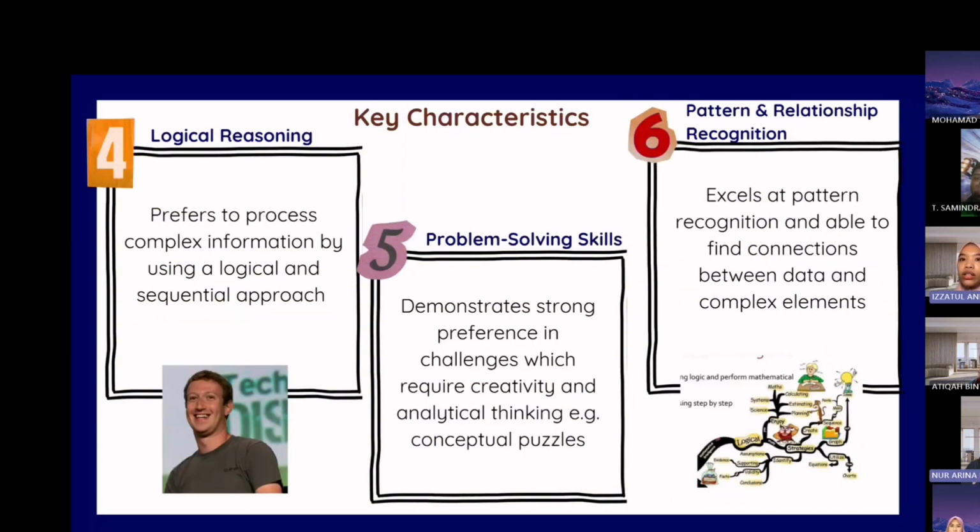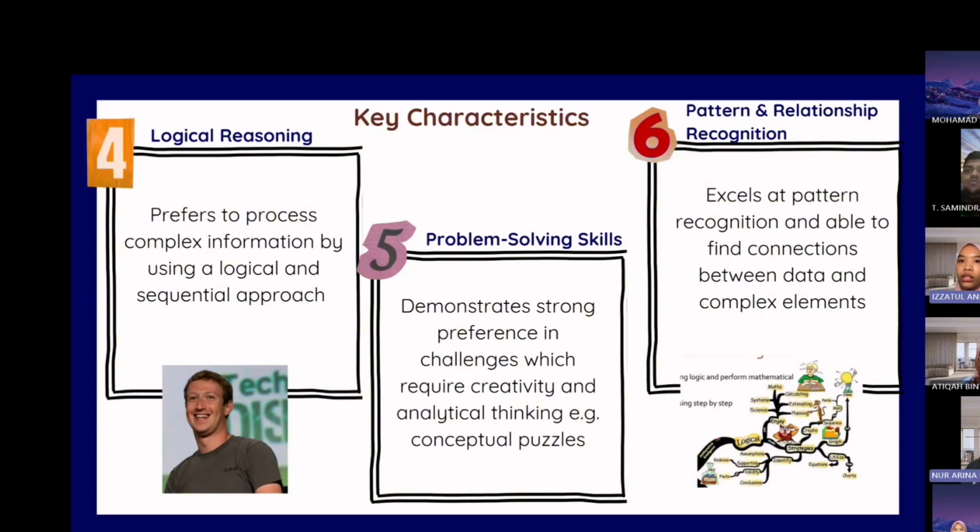Number 4 is logical reasoning. This means the ability to handle complex information through a step-by-step logical process. Rather than jumping to conclusions, individuals with this trait work through problems systematically, making sure each step follows from the last. Next, we have problem-solving skills.